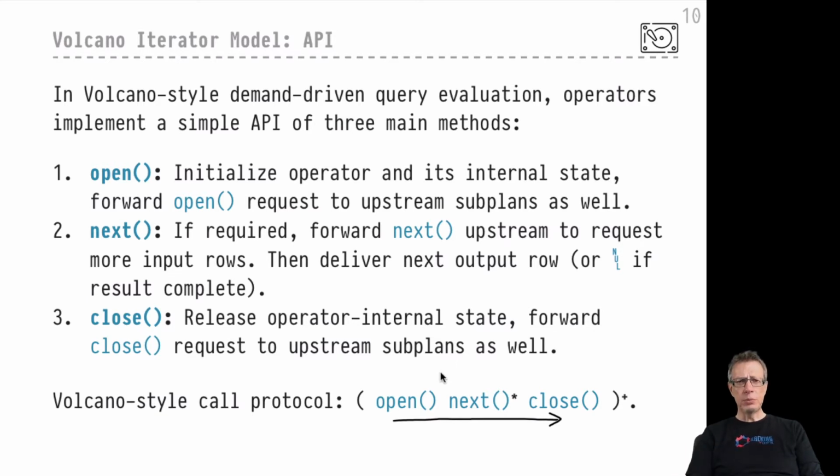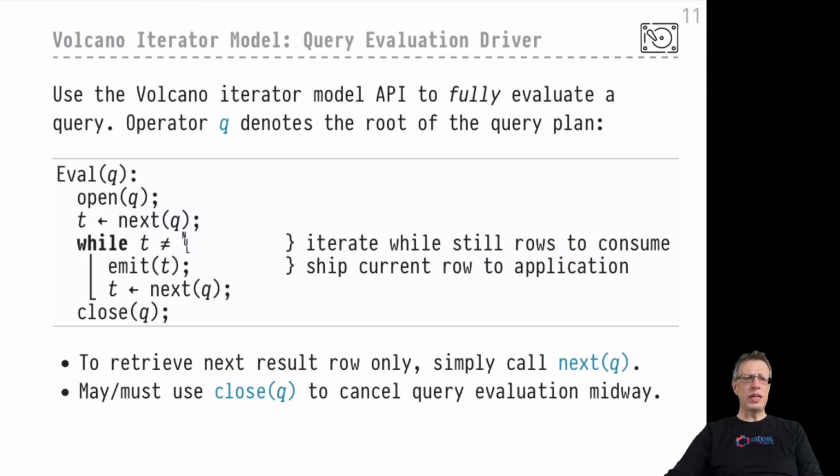Of course, the database system is interested in producing the entire query result. And as such, it uses a driver routine, the eval routine, the evaluation routine, that would receive the plan for one particular query Q. So behind this parameter Q here, we would assume that we find the plan tree for this particular query. To fully evaluate this query, the database system would follow the following routine.